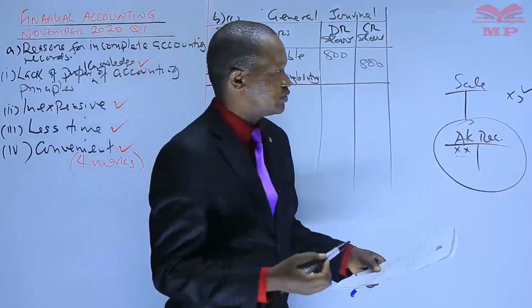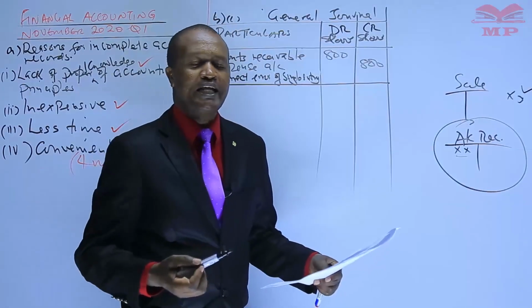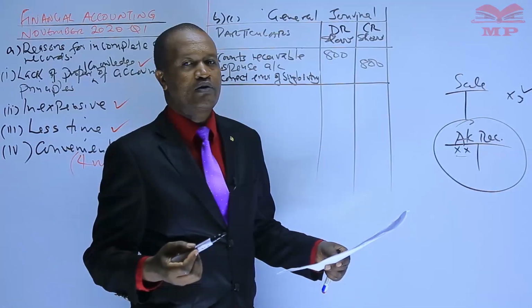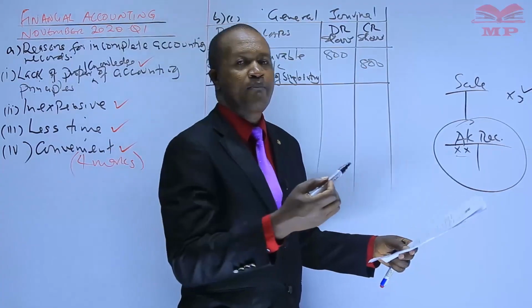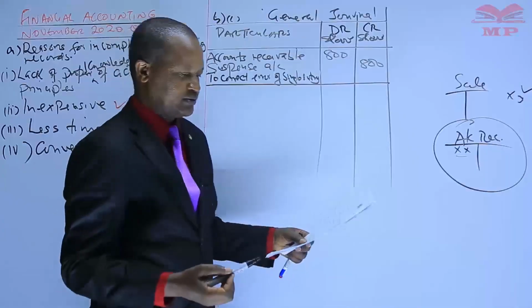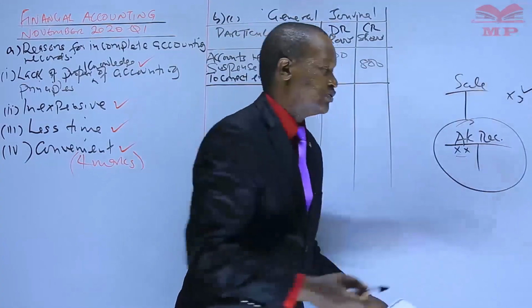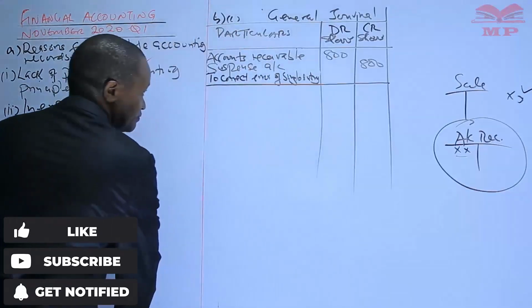An error of commission occurs where an entry is made in the correct side, all right, but the wrong account. Correct side, but the wrong account. Correct side means either debit side or credit side.